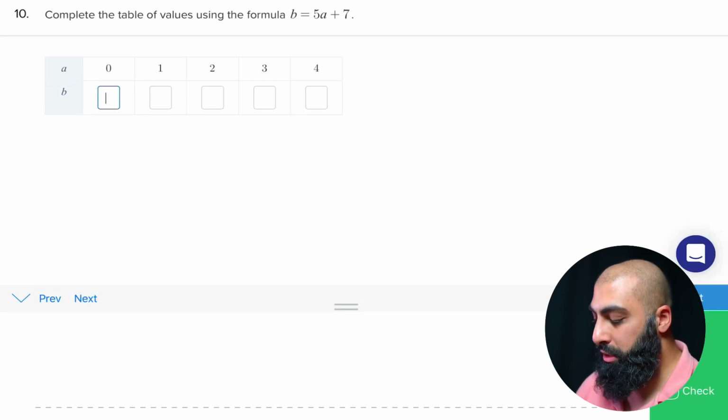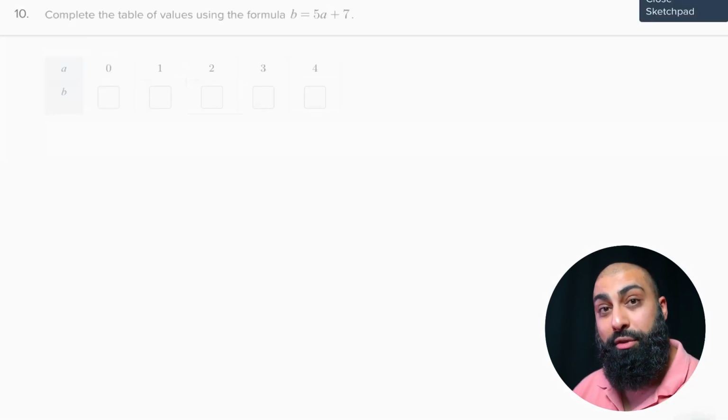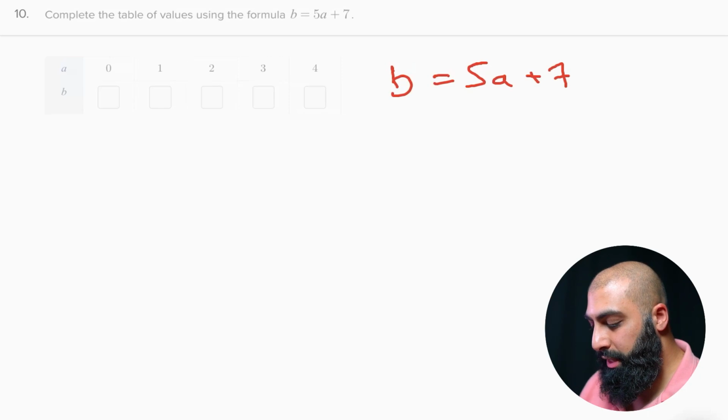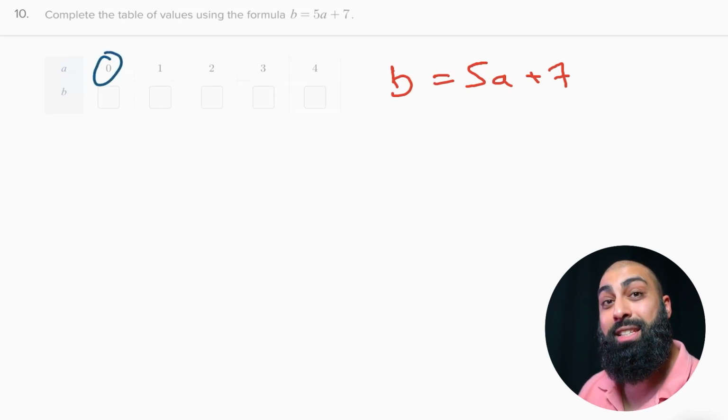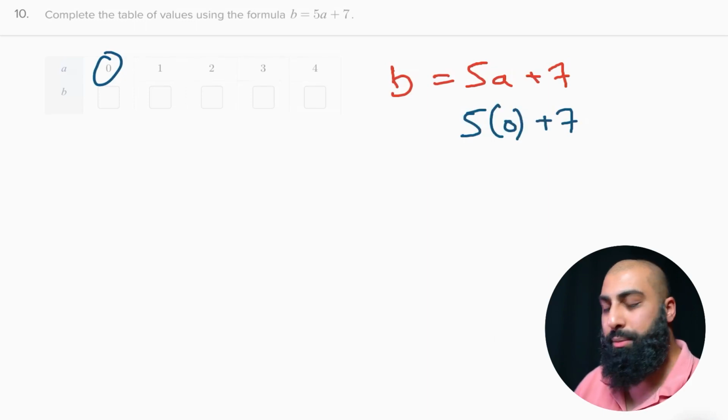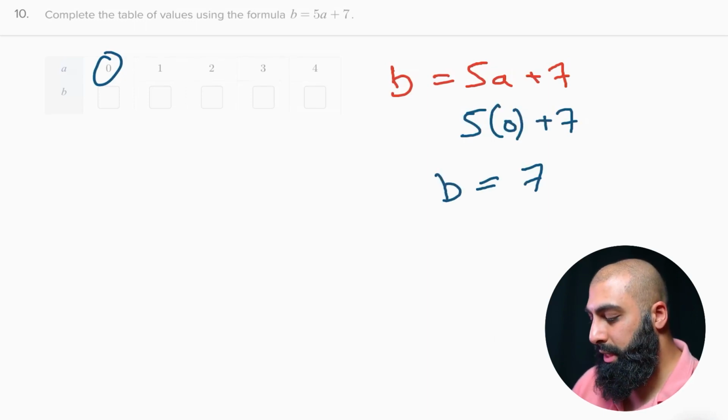So this is a linear equation, okay? We've been doing quite a few of these linear equations before. So we've got the formula b is equal to 5a plus 7, and we need to fill up the table of values. So the first one is when a is 0. So we're going to substitute here 5 times 0 plus 7. Anything times 0 is 0. So we end up getting b is equal to 7. So that's the first one. We're going to write 7 here, okay?